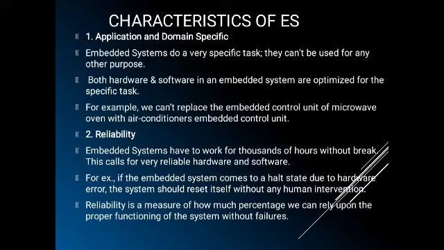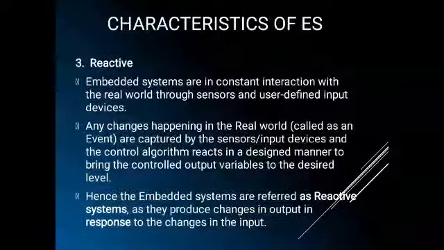Then next one is reliability. Embedded systems have to work for thousands of hours without break, because we are always using the embedded system in an automatic control unit, so they have to work continuously. This calls for very reliable hardware and software. For example, if the embedded system comes to a halt state due to some hardware error, the system should reset itself without any human intervention. Reliability is a measure of how much percentage we can rely upon the proper functioning of the system without failure.